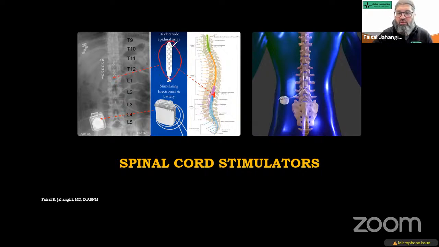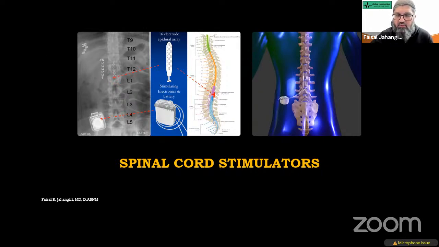It comes in 4, 8, or multiple contacts, and this is placed on the spinal cord, and it's attached to a battery in the abdomen. And when the battery turns on, it causes paresthesia and numbness, so it relieves the pain. With the monitoring, we can precisely localize where it's supposed to be instead of placing it randomly. So we place it accurately.